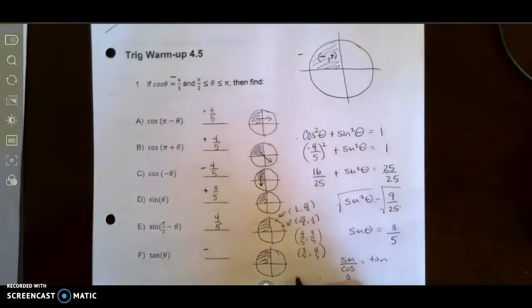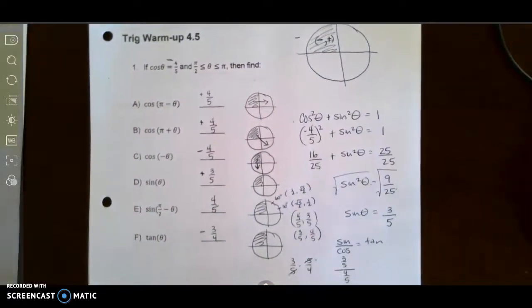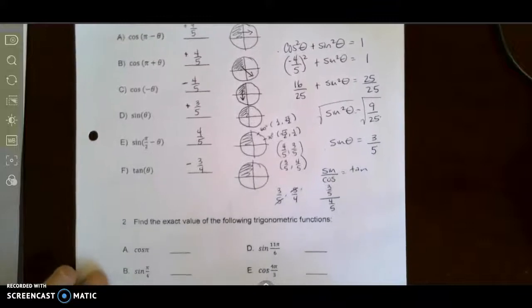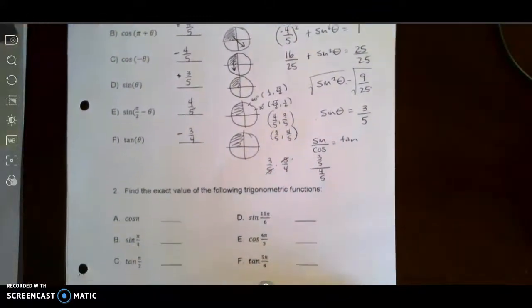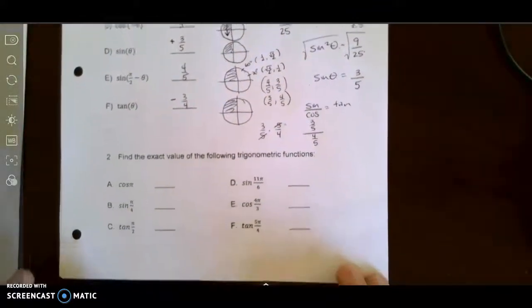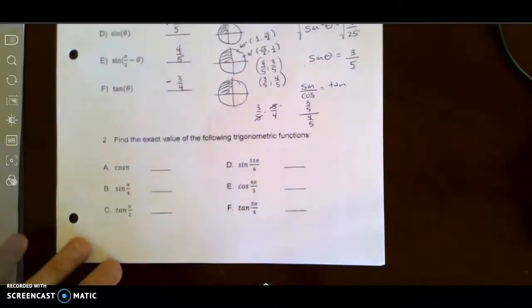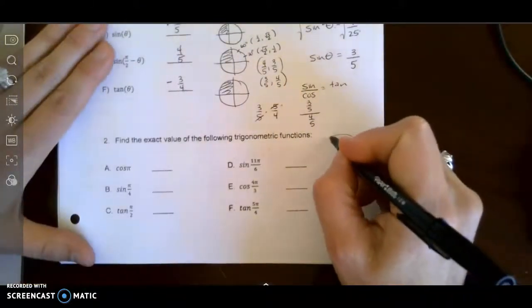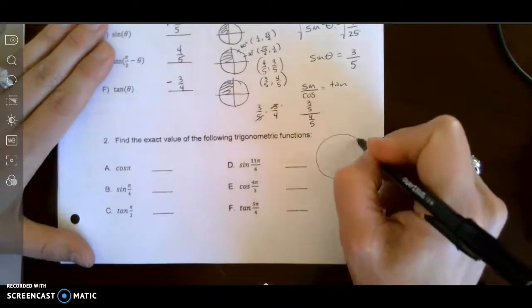So that's going to be 3/5 times 5/4. And I get then, after the 5's cancel, I get 3/4. Moving right along, let's go ahead and find the exact value for each of these. So I am going to try and do this without a calculator and without even looking at a unit circle.